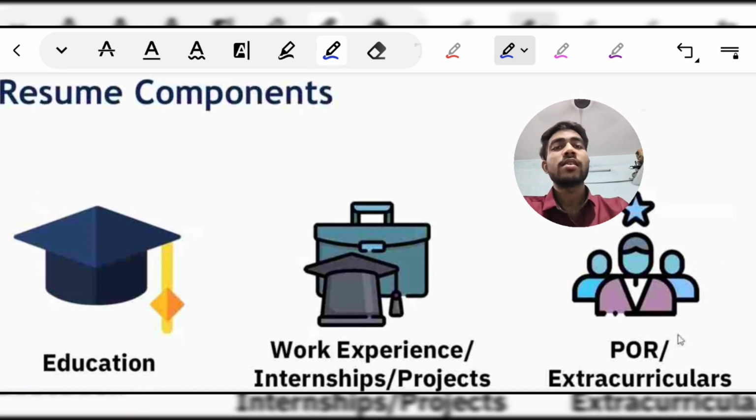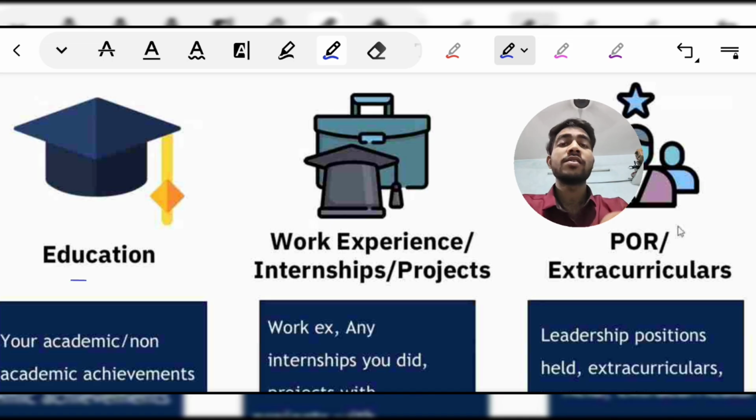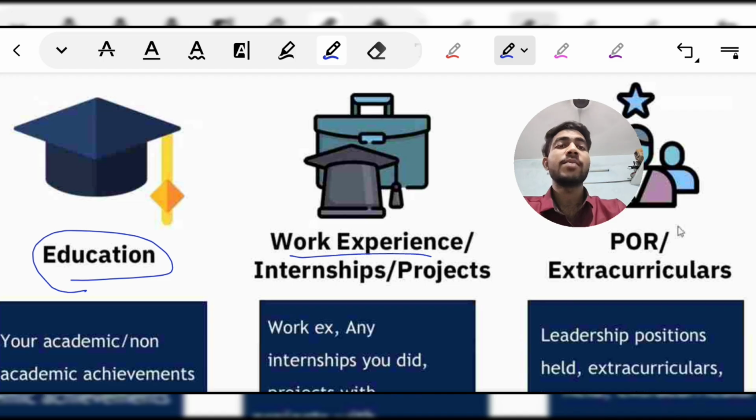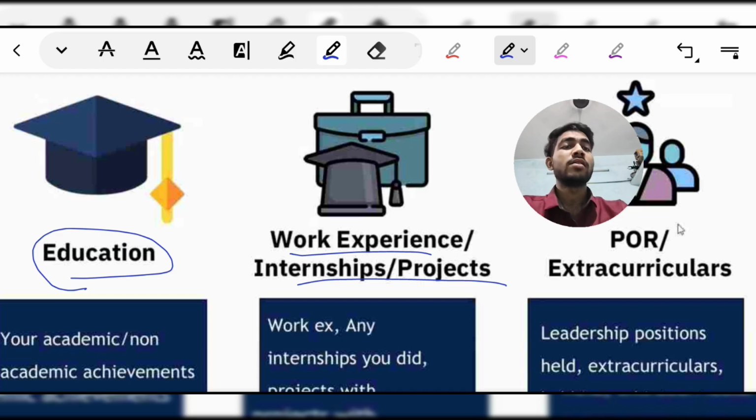The next slide is the resume components. Firstly, add the education qualifications, and after that the work experience, certifications, and then the work experience or internship and projects. In the second last section, write the position of responsibility, and extracurricular activities you can also write.